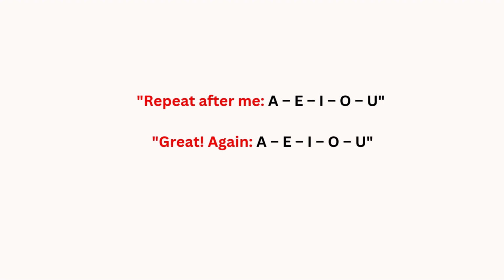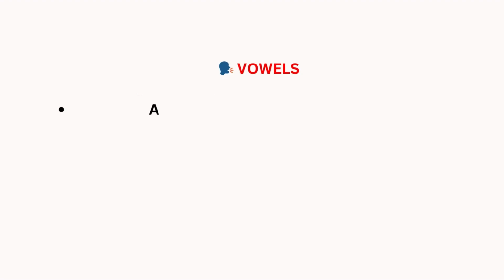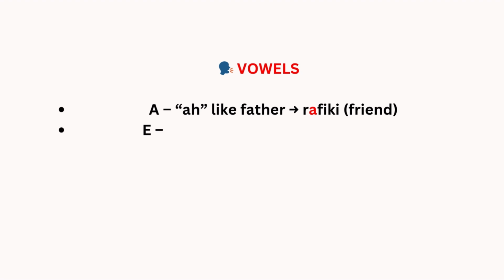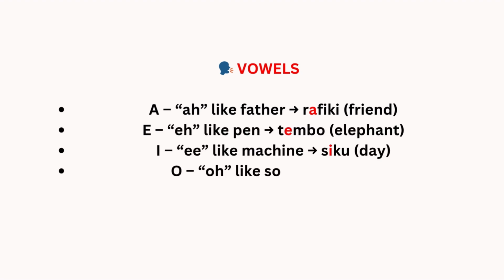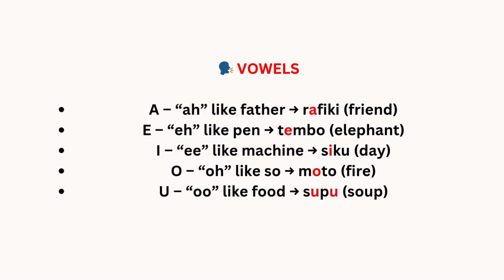Now let's repeat after me. The vowels that you've learned are A, E, I, O, U. Those are like the ones you've just seen: A, Rafiki; E, Tembo; I, Siku; O, Moto; U, Supu.